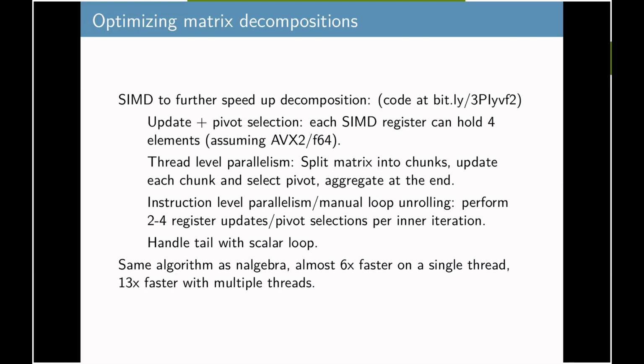And there's also thread level parallelism. So basically you split the matrix into multiple chunks, perform the update and compute the pivot for each chunk. And then at the end, you aggregate all the results together. So this is all the same algorithm as in LAPACK, but it is almost 6 times faster on a single thread and 13 times faster with multiple threads, which is a huge speedup compared to the classic techniques.